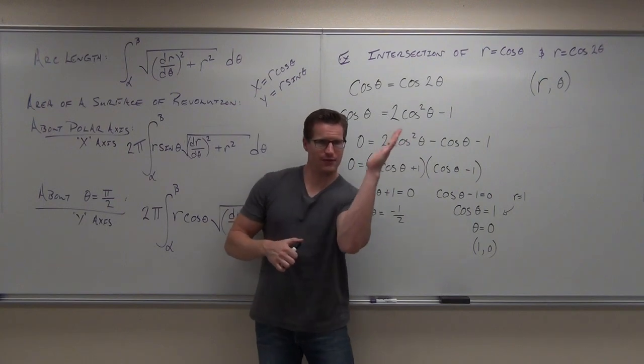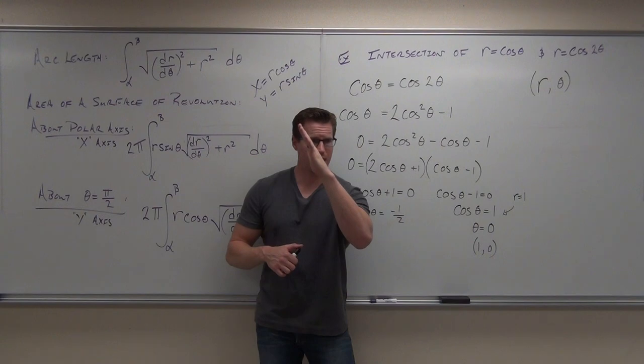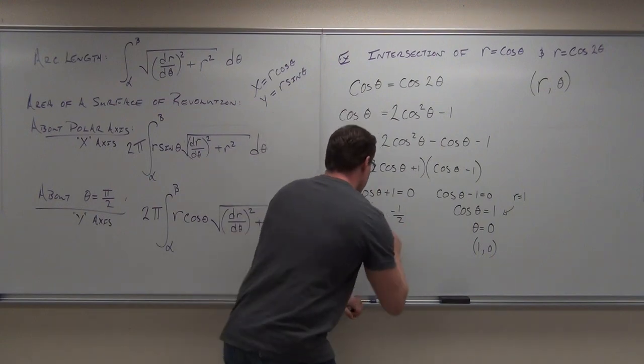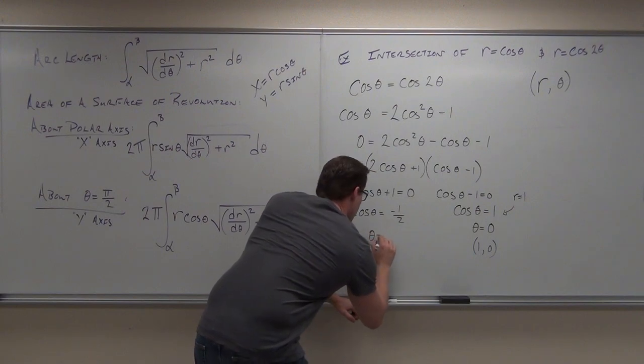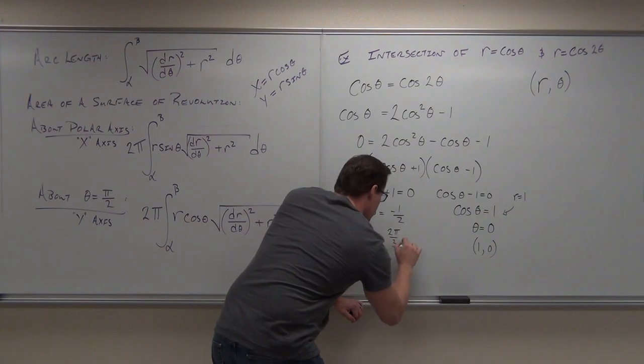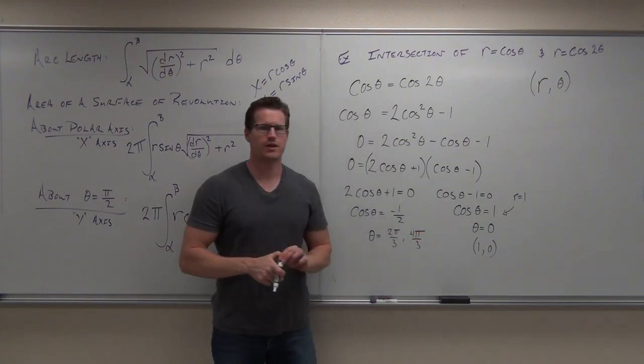Pi over 3. So if it's pi over 3 for 1/2, it's going to be 2 pi over 3 for negative 1/2 and 4 pi over 3 for negative 1/2. So these thetas are 2 pi over 3. You can check your unit circle if you want. And 4 pi over 3. Show of hands, feel okay with that one?